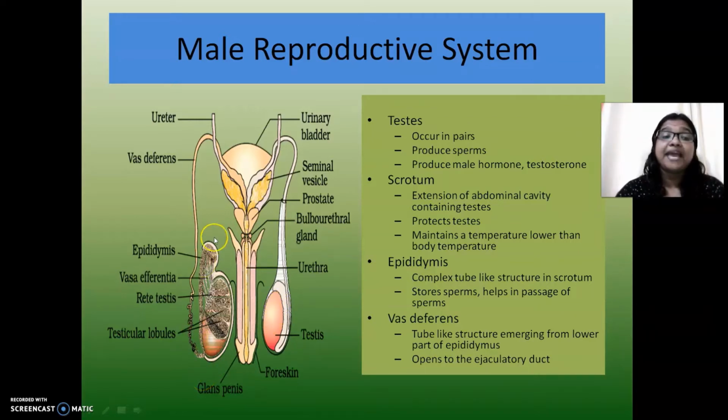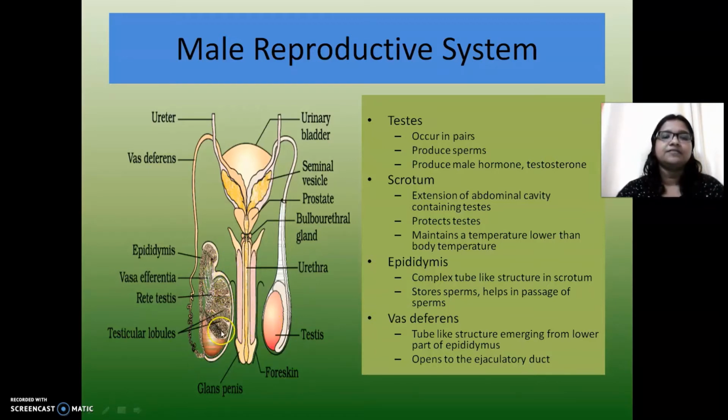A pair of testes is present, placed outside the body, and covered by a skinny covering called the scrotum. That is an extension of the abdominal cavity, and inside the scrotum the testis is present. The scrotum plays a very important role in reducing the temperature of the testis. Why is it kept outside? Because the process of sperm formation requires a lower temperature than our body temperature, about 2 to 2.5 degrees Celsius lower.